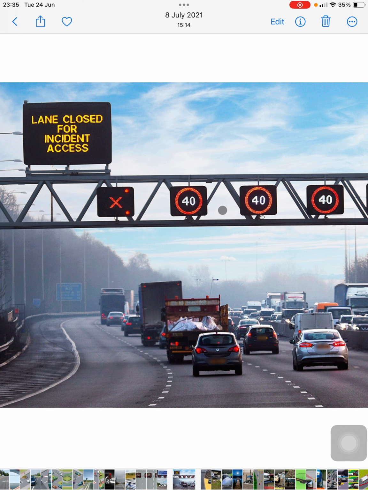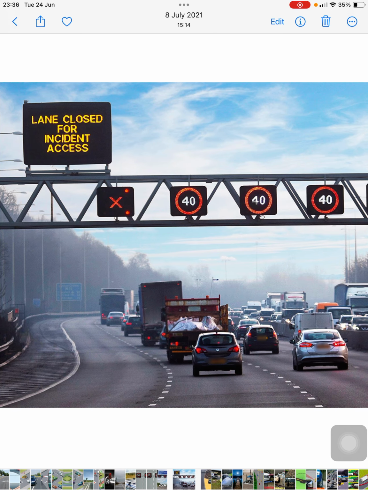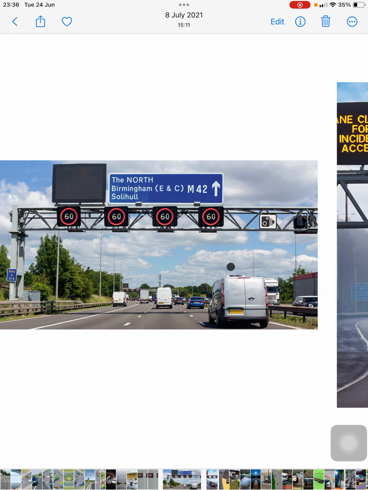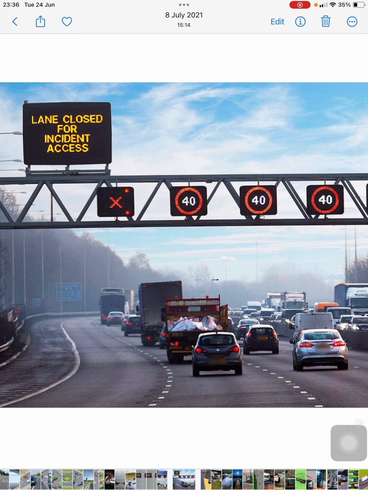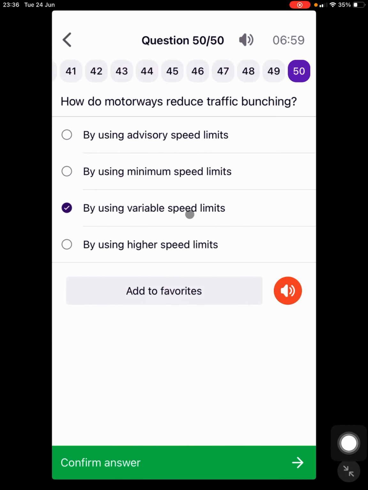So whenever there is more traffic on the motorway there will be a reduced speed limit. When there is less traffic on the motorway there will be a higher speed limit. And this speed limit is called variable speed limits because it varies, it changes. That's why it's called variable speed limits. Is that clear, guys? So by using variable speed limits.